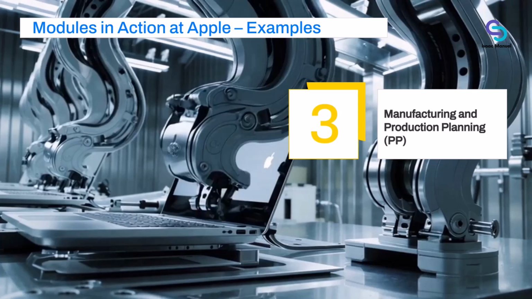SAP can require a quality inspection lot for each batch, maybe randomly testing 100 AirPods from the batch for sound quality and connectivity. If any fail, SAP can trigger a notification to investigate or even hold that batch. The manufacturing module helps Apple manage capacity as well, making sure they don't schedule more production in a week than the factory can handle. Machines and worker availability are taken into account.